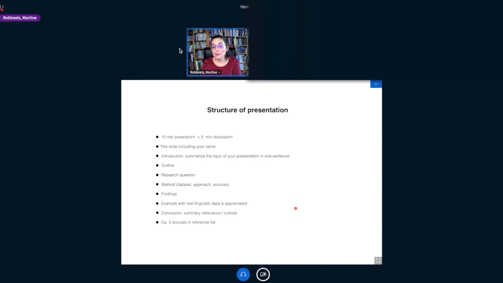Probably there will be one slide introducing your research question, the research topic, why you chose it, and what the exact question is that you're going to answer in your presentation. The next slide could be your method. Which data set did you use? Which literature did you check? What's your approach? What are your sources? And then you can move to your findings.